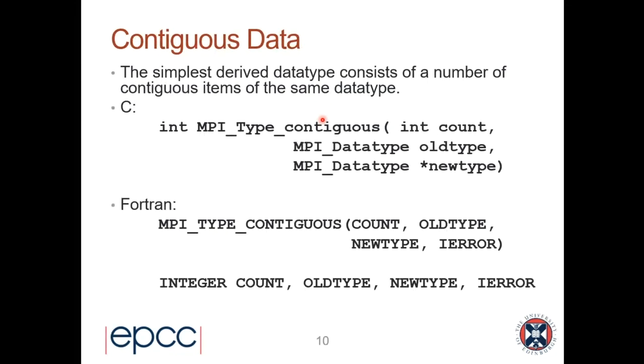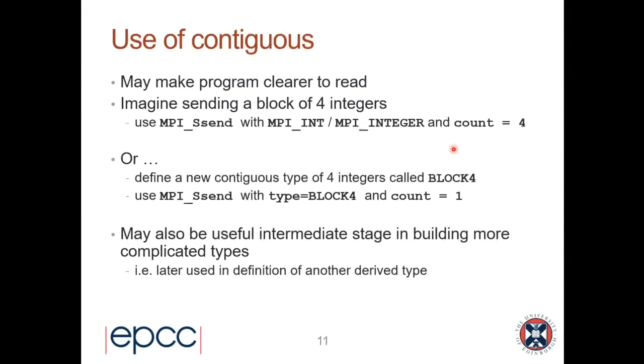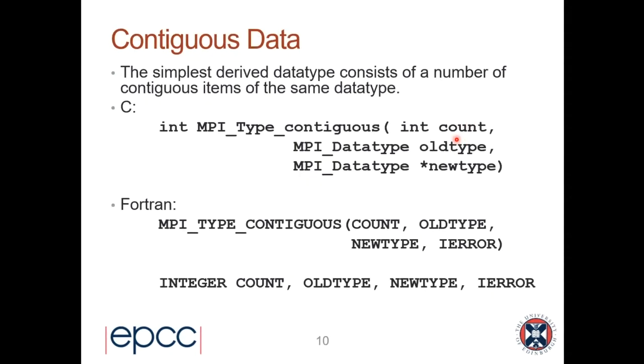So the simplest derived type is just a number of contiguous items of the same data type. It's called MPI type contiguous. I specify the count. My standard example is 4. My program might send around blocks of 4 integers a lot of the time, so it might be nice to have something called a block 4, which was 4 integers. So I do MPI type contiguous with 4 and MPI integer, and store that value in a variable called block 4, for example. So I can define a single type which is 4 integers.